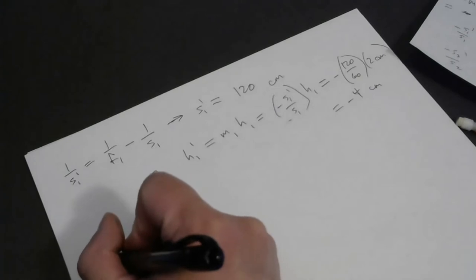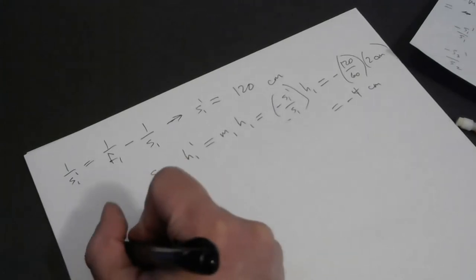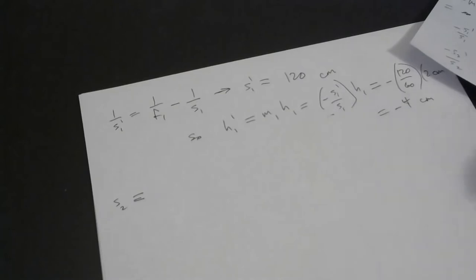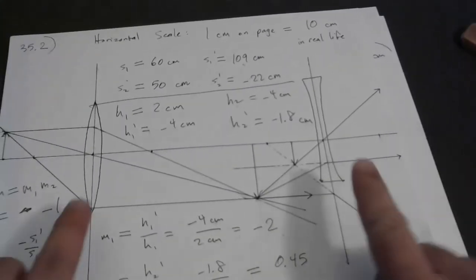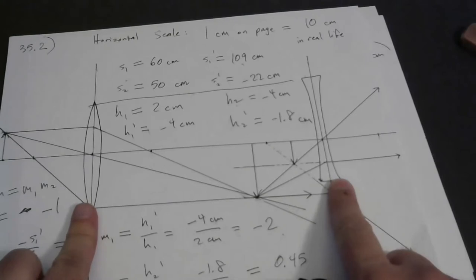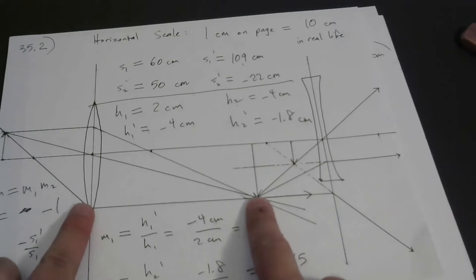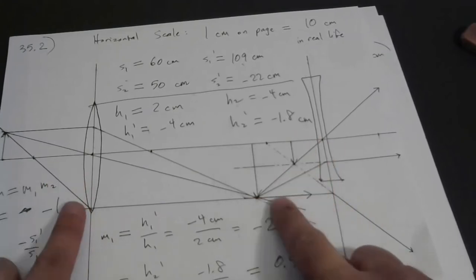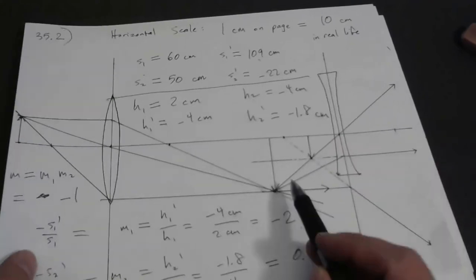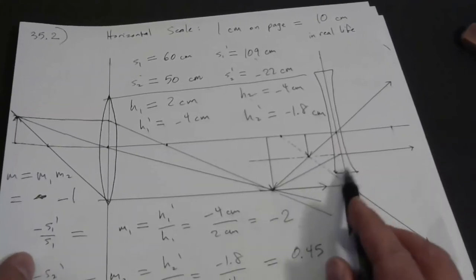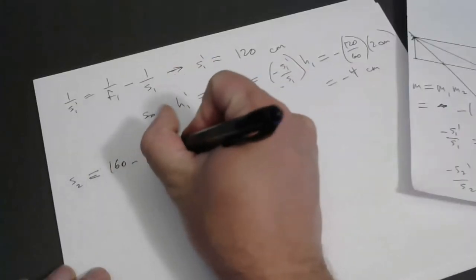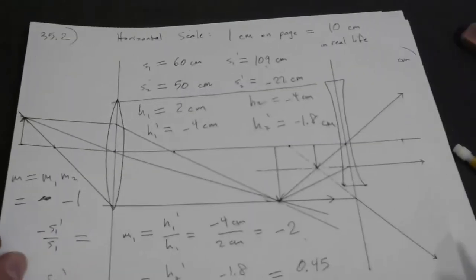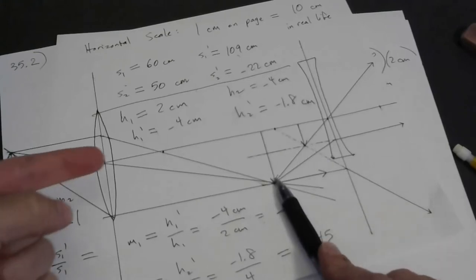Oh, all right. Now, S2, the object distance for the second lens. And for that, we can go back to the diagram. I didn't actually label it, but remember, these two lenses are 160 centimeters apart, and we just found that the image from the first lens comes out 120 centimeters from the first lens. So 160 minus 120 would give us 40 centimeters between what I'm now going to call the object and the lens. So 160 minus 120 centimeters, and that's 40. And that is positive.